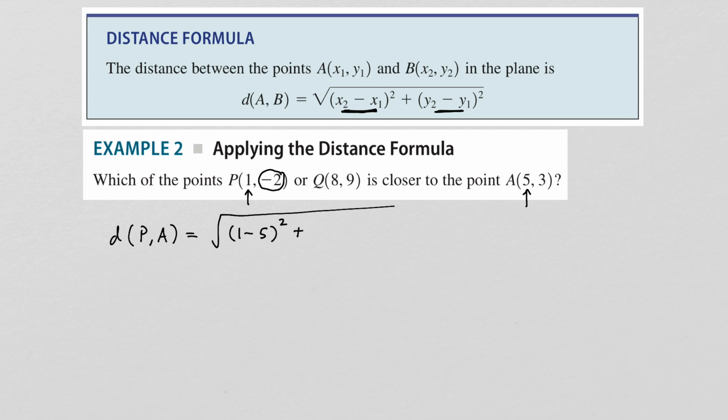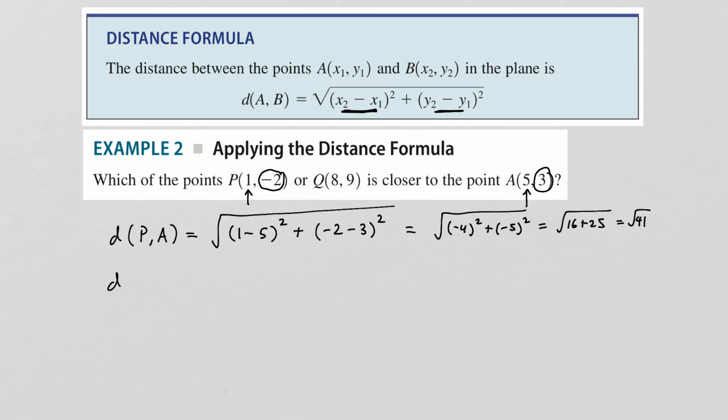Here's the y-coordinate of P, here's the y-coordinate of A, and again, I'm just going to subtract those in the same order. So if I do the math here, I have the square root of -4 squared plus -5 squared, and this is the square root of 16 plus 25, which simplifies to the square root of 41.